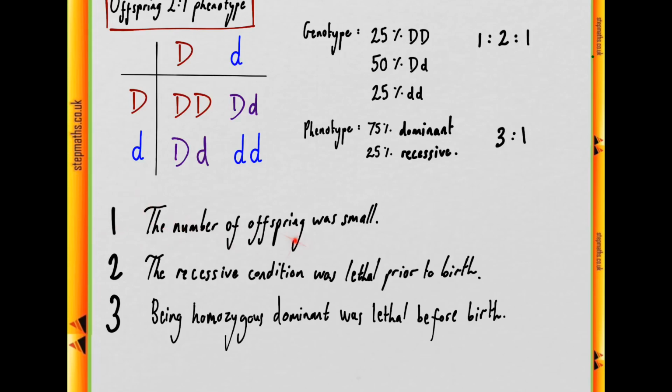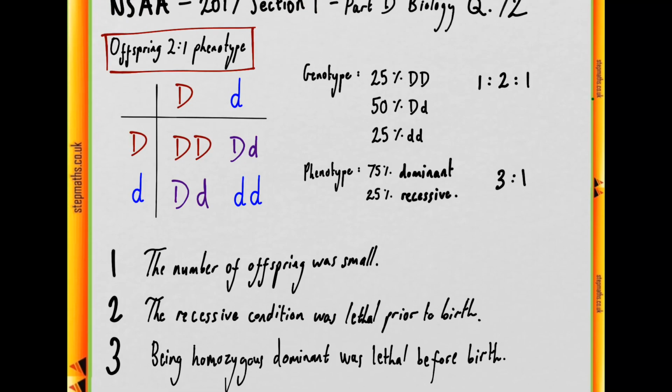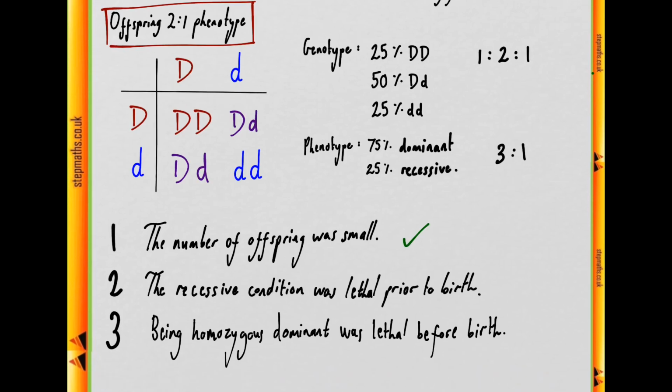Number one, the number of offspring was small. That certainly could be the case, because particularly if the number of offspring was smaller than 4, you wouldn't expect to get a manifestation of every potential genotype. And these numbers are intended to be interpreted in larger samples systemically rather than at the level of individual families. So we can say this certainly could be the answer.